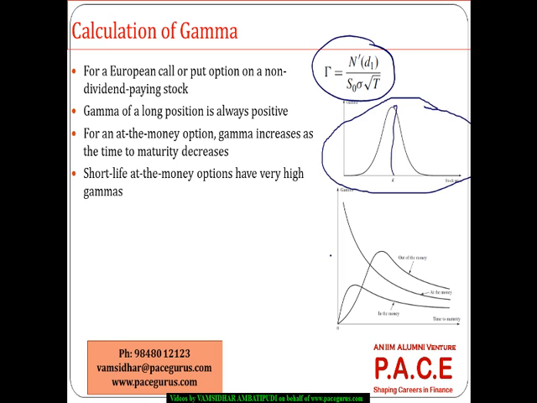Some of the important points to remember: for an at the money option, gamma increases as the time to maturity decreases, or gamma decreases as the time to maturity increases. Short life at the money options have the highest gamma possible. Either I can talk of all these things with respect to the equation, or I can remember the graphical representations, and based on that try to assess where the gamma is high and where it is lower. So these are some of the important aspects of gamma which we need to be comfortable with.